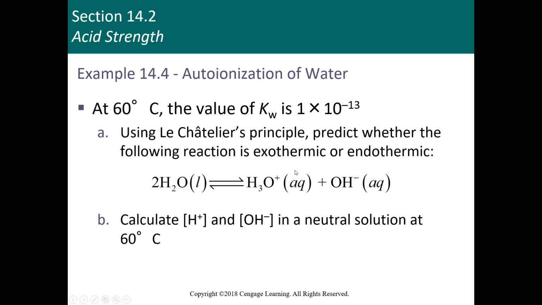And so what does that mean? Well, that means if this value has gone up, our products are going up and our reactants are going down as we are adding heat energy, which means an increase in temperature, right? And so if our products are going up as we add heat energy, that would indicate this is, anybody guess it, endothermic.